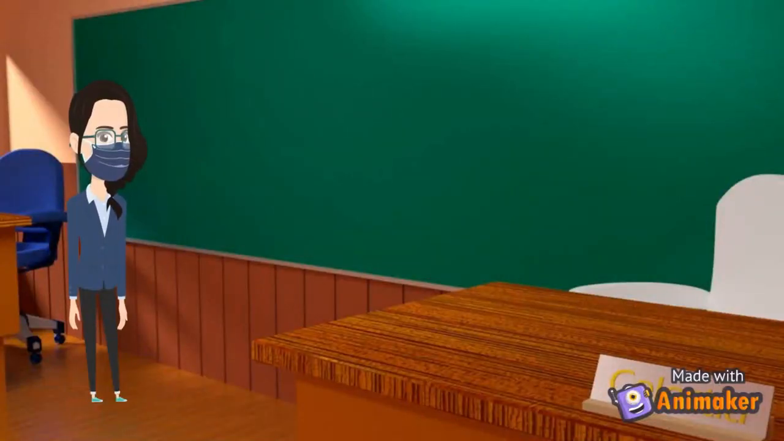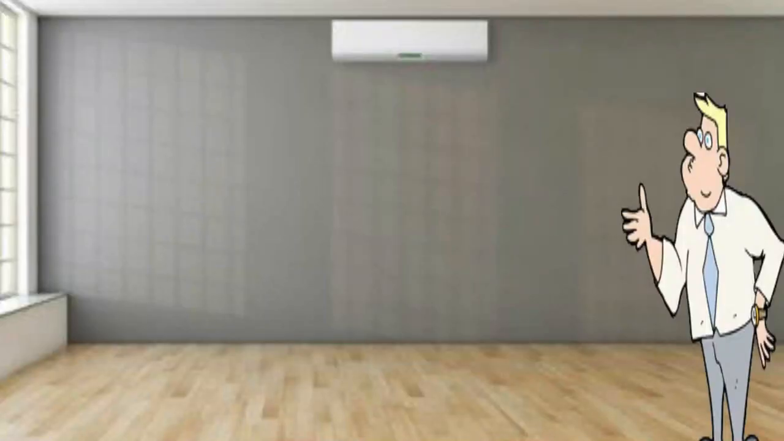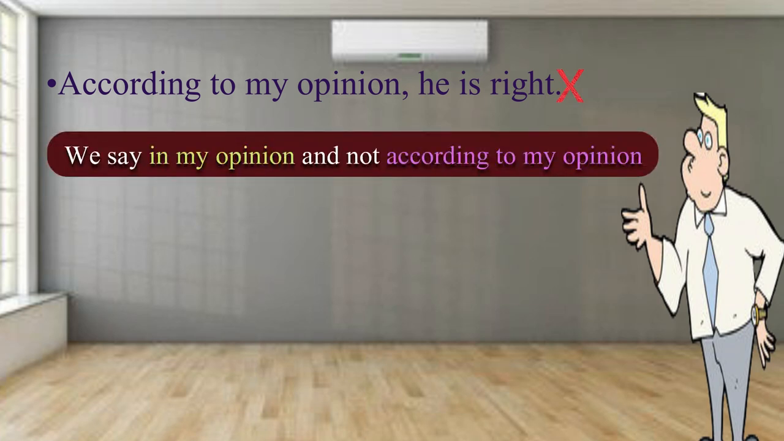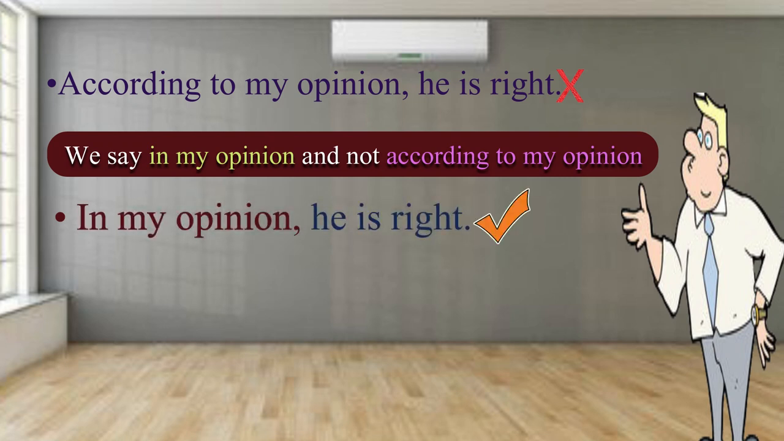In this module, we shall know some more misused forms. Let us look at the first one. According to my opinion, he is right. This is an incorrect sentence. We say, in my opinion, and not according to my opinion. Now repeat the correct sentence after me. In my opinion, he is right.